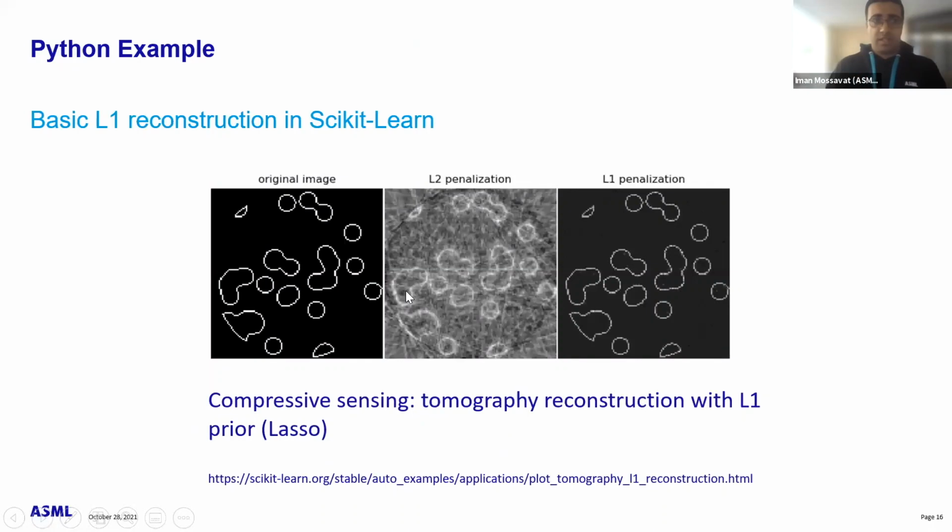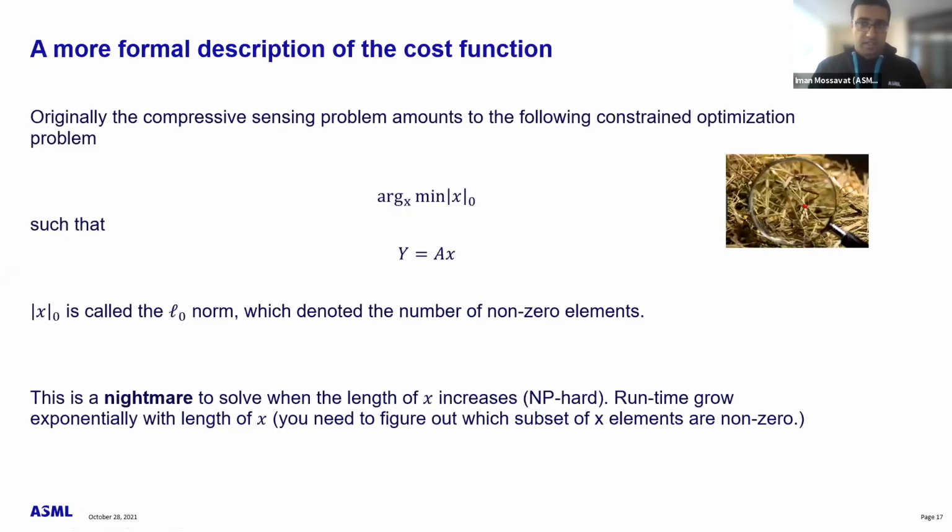If you want a Python example, a very simple case of that is the L1 reconstruction. There is actually, in scikit-learn, a case of tomography reconstruction with an L1 prior. That's a case you can try out in Python, and there are much more advanced libraries as well. In ASML, lots of times we do develop our own algorithms because we have very stringent quality criteria, we have very stringent timing criteria, and that has to match with our hardware. But for understanding the method, this is good.